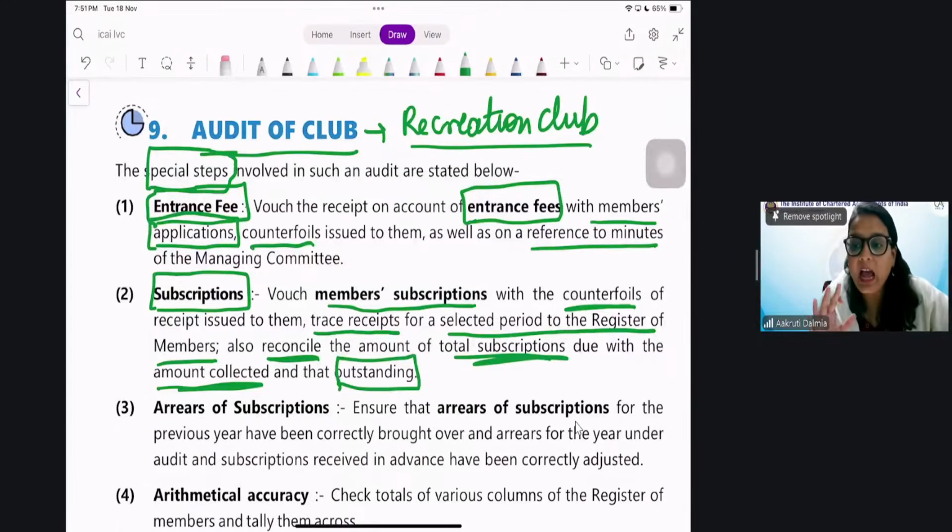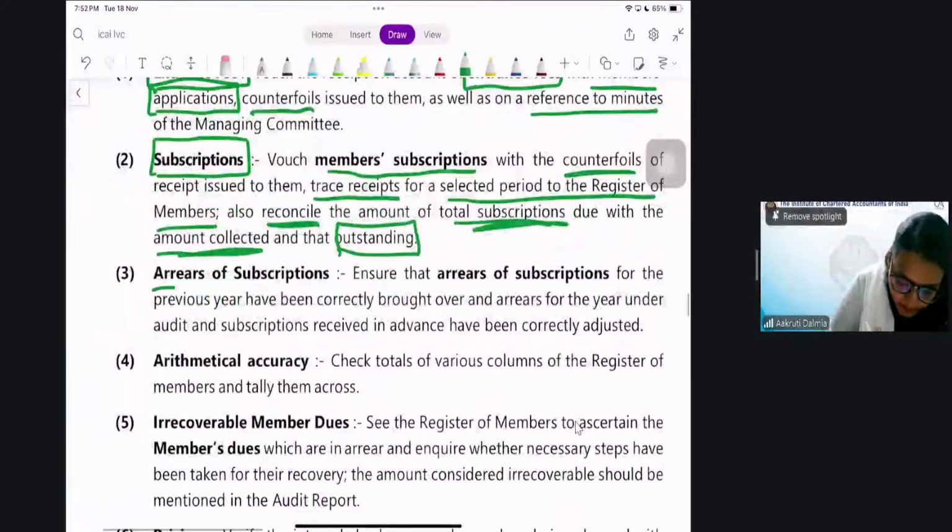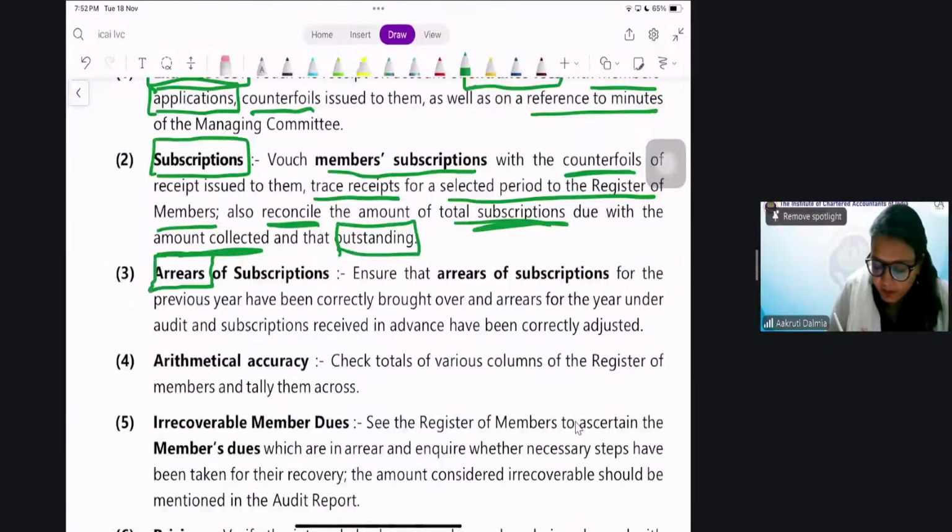So clubs can have an outstanding problem. So whenever you're an auditor of a club, keep an eye on outstanding problems. Okay. See arrears. See separately it's given. Arrears of subscription. So ensure that arrears of subscription for previous year is correctly brought over, and arrears for the year under audit and subscription received in advance have been correctly adjusted.